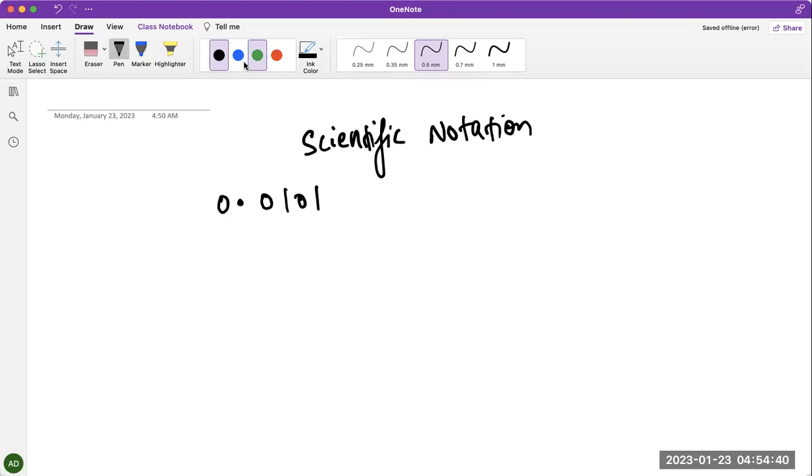So what I want now is I want the number to look like this. I want the decimal to be sitting here. But at the same time, I still want the number to keep its meaning, right? Its value should still stay the same. So I cannot just start calling 0.0101 1.01 and that's it. You can't do that, right?